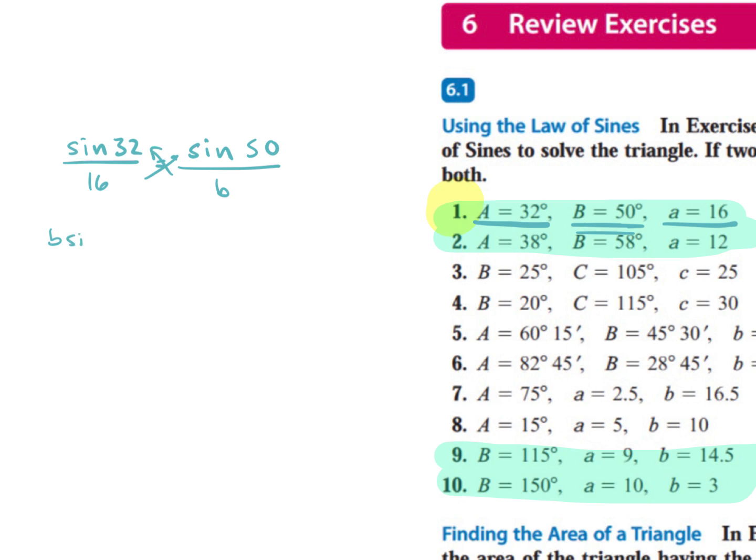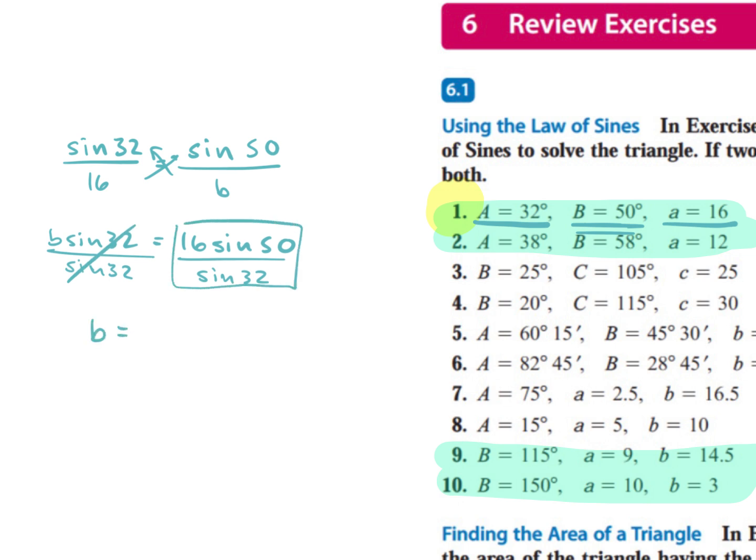So we have B times sine of 32 equals 16 times sine of 50. Divide by sine of 32, and then we'll put this in the calculator. So this is what we're putting in the calculator. We're talking about degrees here, so make sure your calculator is in degrees. That should give us 23.1, we'll call it. Again, use your answer choices. It doesn't matter what decimal place you round to, just look at the answer choices. So this would be side B.